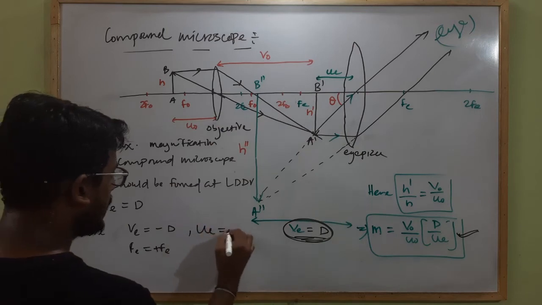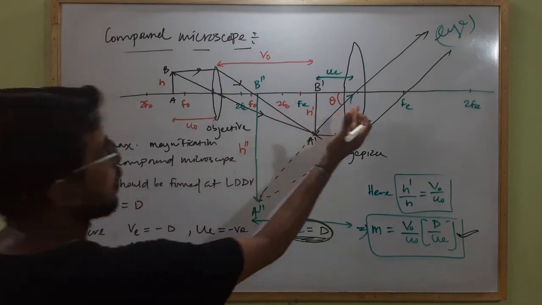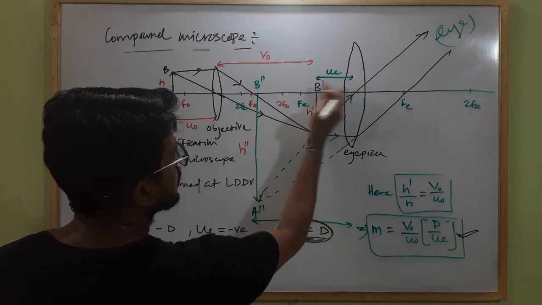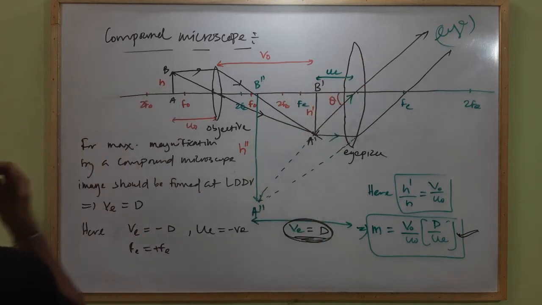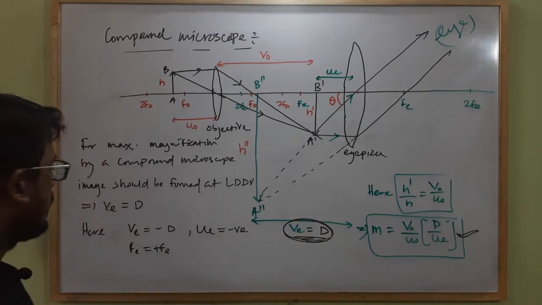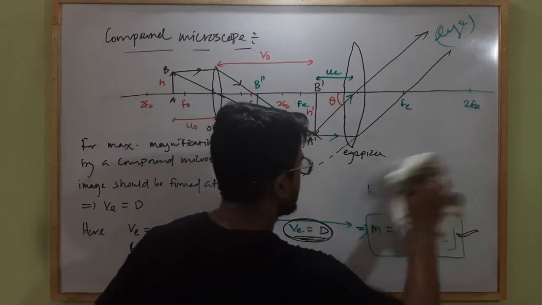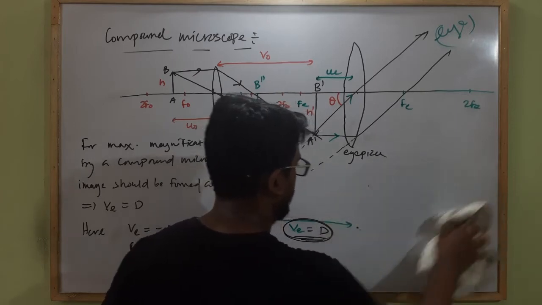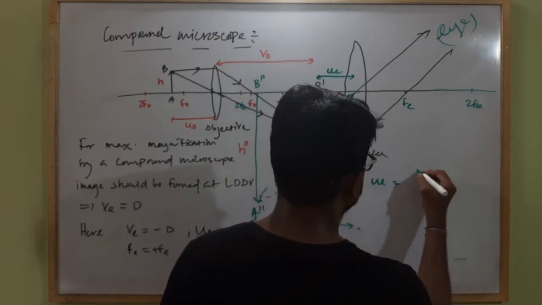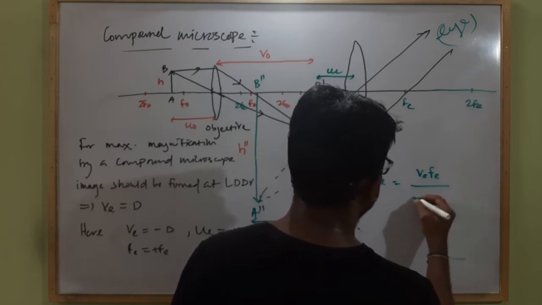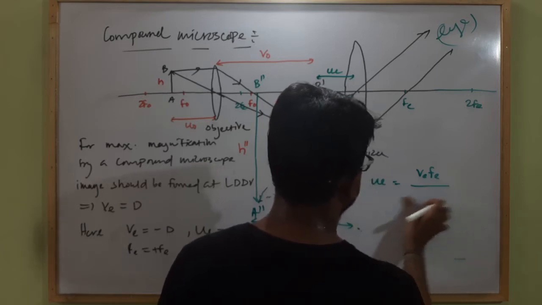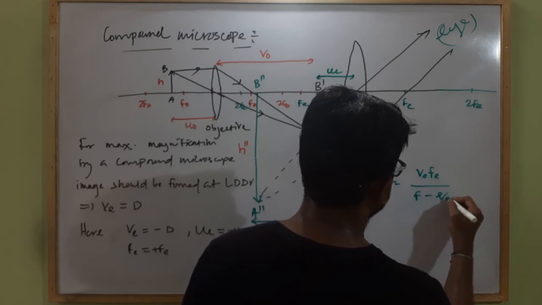What is UE? It is negative, because it is also along the opposite direction of the eyepiece, opposite to the direction of what? Incident ray. So by replacing the value, we can find out the position of the object so that the image will form at where? Minus D. So we can write the formula for UE. UE will be how much? VE into FE divided by FE minus VE.